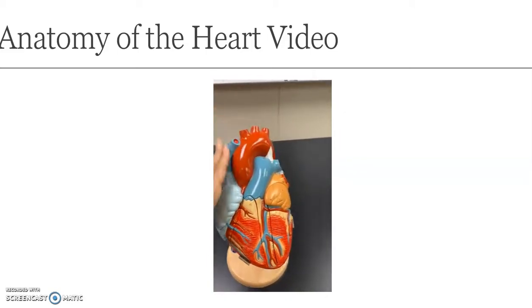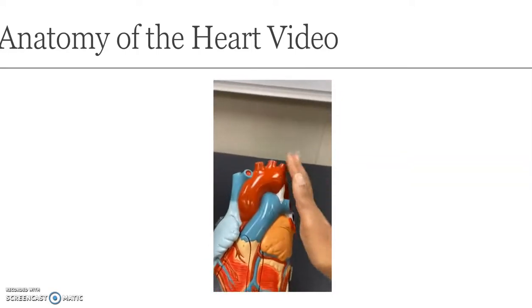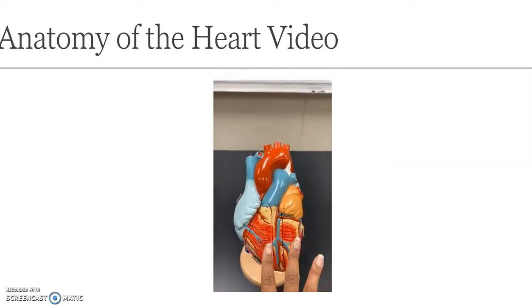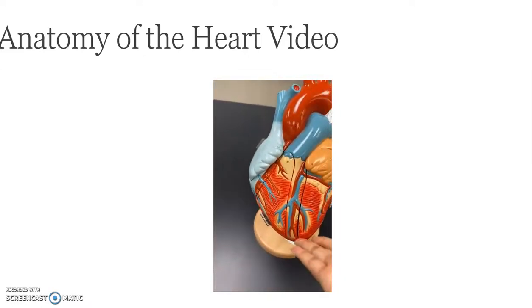All right, so the right side of the heart is going to have deoxygenated blood. Left side of the heart is going to have oxygenated. This is the posterior view of the heart, and we are going to have the apex of the heart.